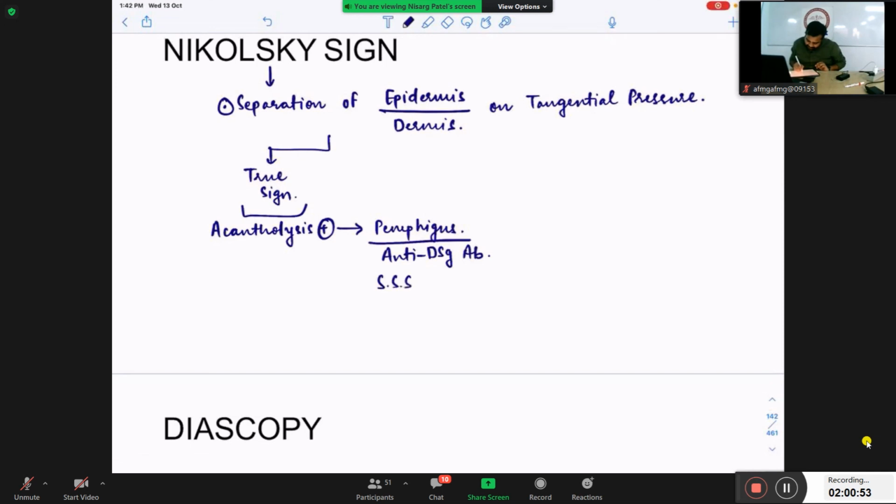Second is staphylococcal scalded skin syndrome. In this, I have an epidermolytic toxin. This toxin damages desmoglein, right? So because anti-desmoglein antibodies or the toxin is present, I will have a positive true Nikolsky sign.